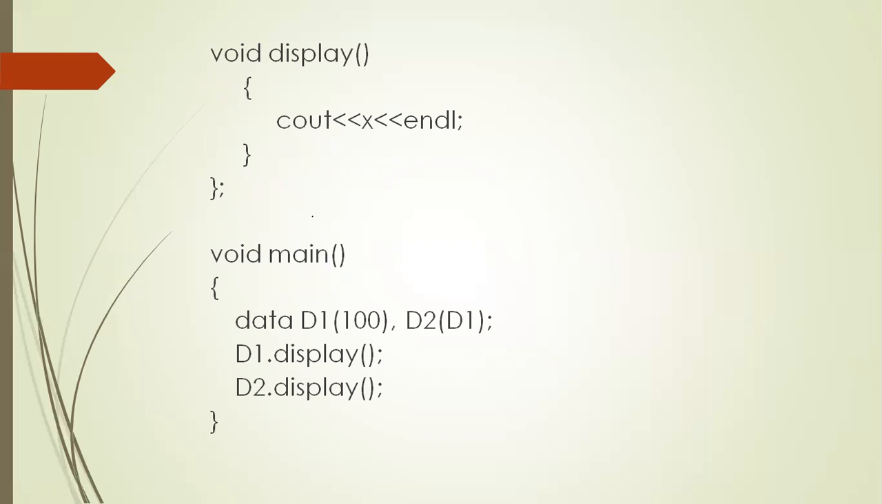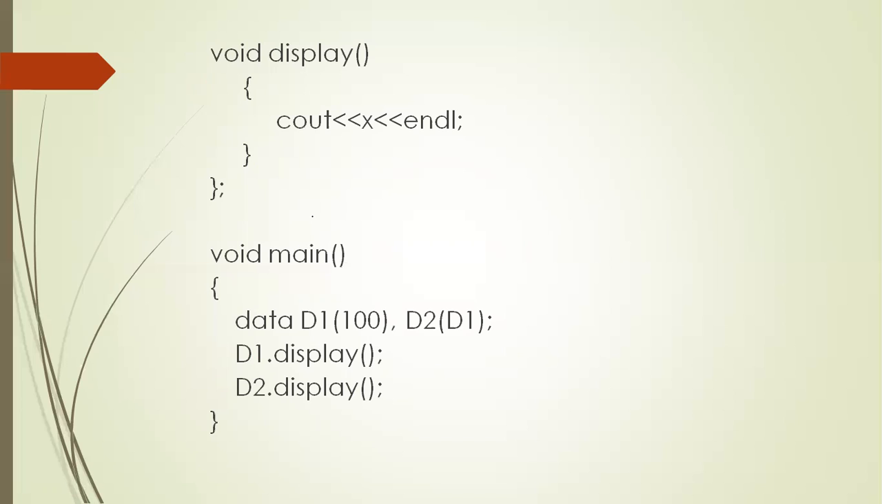Next one is d2 within the parenthesis d1. So what happens is it automatically creates an object called d2, and within the parenthesis you are passing the object d1. Now the content of the d1 object is copied into d2. That is the purpose of the copy constructor. What is the member data of d1? d1.x is 100. So the same thing is now copied into d2. Now d2.x also becomes 100.